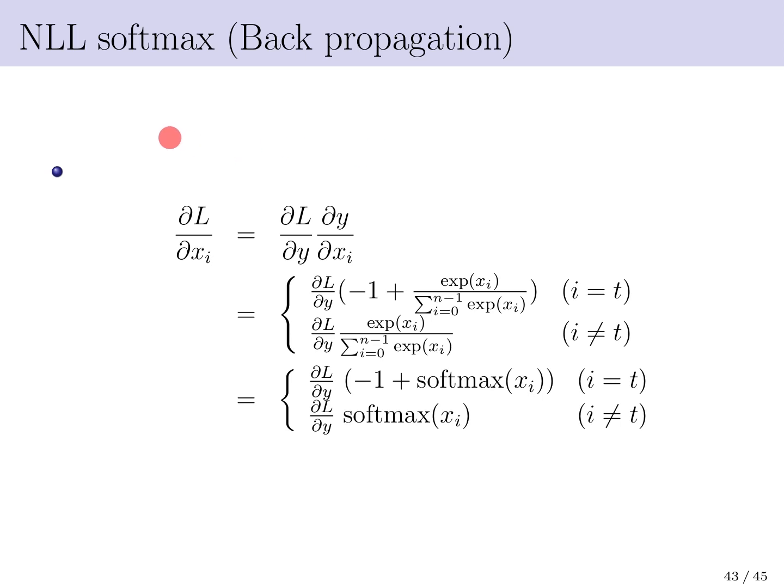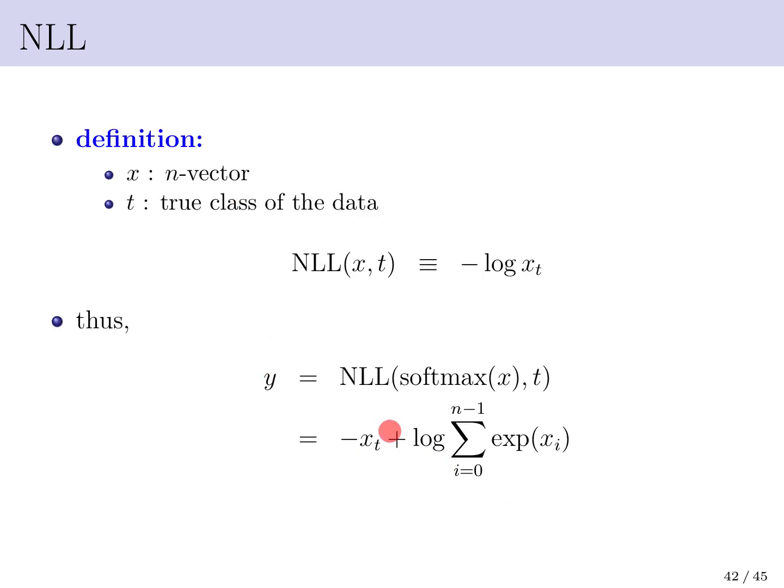So here's how you apply the backpropagation for the layer combining softmax and NLL. We don't do it individually. We just treat the two layers as if it is a single layer because it's convenient. So in this case, the x and y are connected like this.